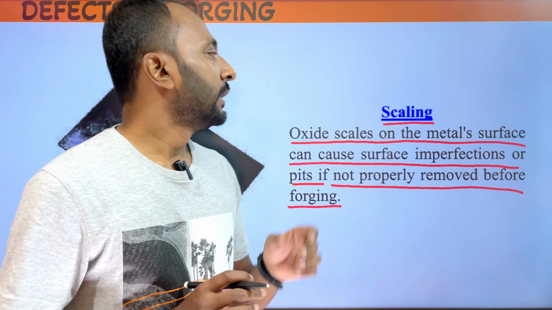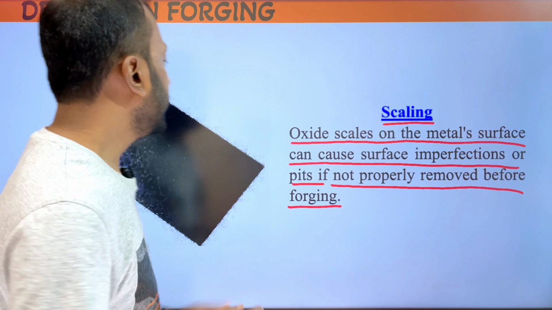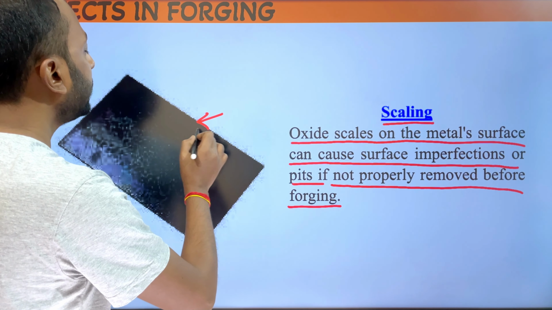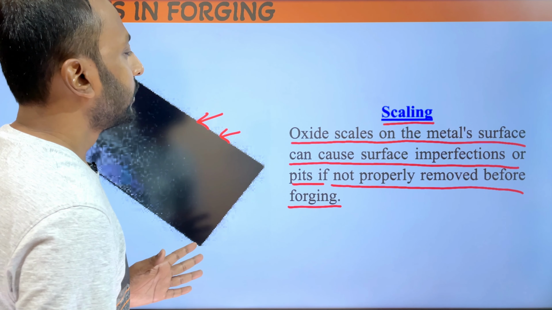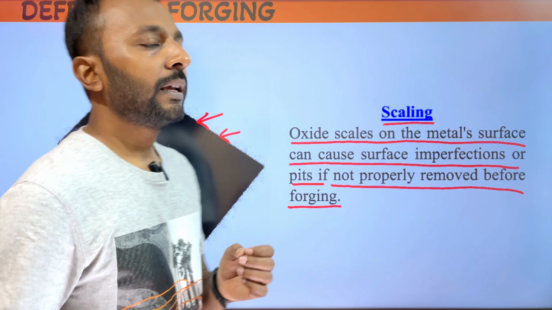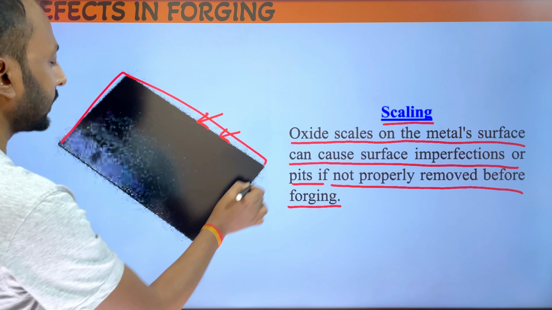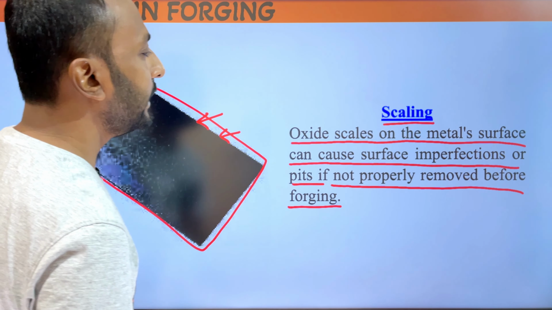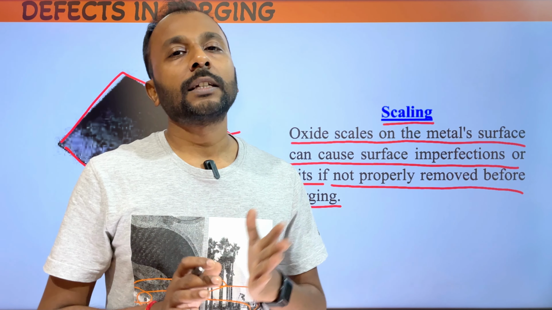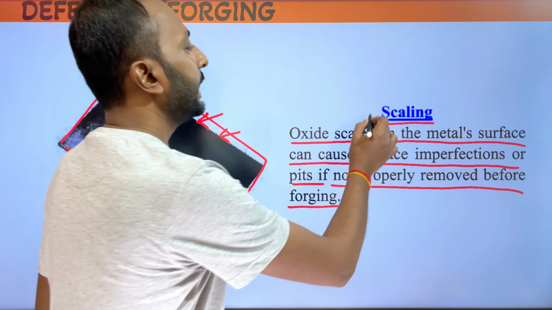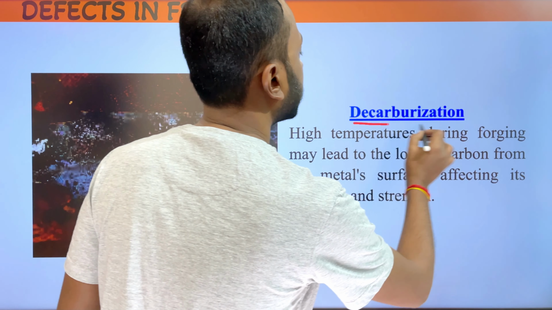For this reason, the oxygen of the atmosphere chemically reacts with the metallic particles of the metal and creates metallic oxide. For this reason, we can see an uneven, unsmooth surface on the metal. This is called scaling. After the forging operation is done, we have to clean the surface properly to get rid of scaling defects.